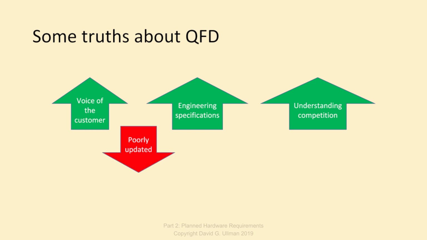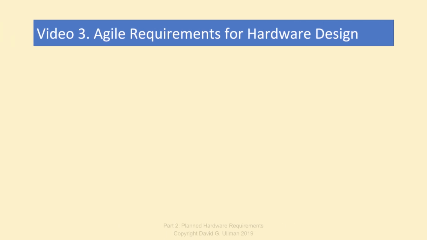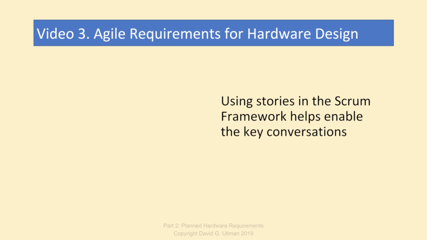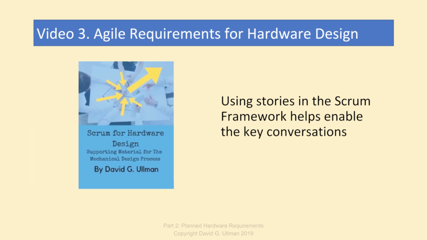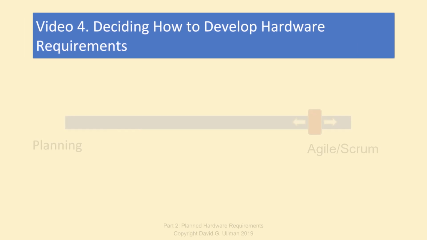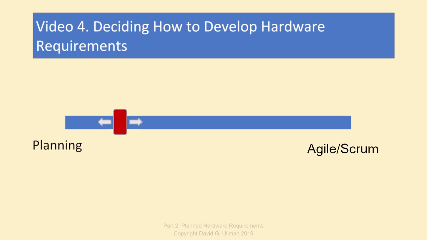A weakness is that it is generally done up front during planning and is not updated as learning occurs. The QFD is also limited to requirements that have a high level of certainty. Where QFD is good for planning, the Scrum framework and other Agile methods use stories, just-in-time methods that are good in uncertain situations. This is the topic of video 3 in this series on developing requirements for hardware design. In part 4, I will tell you how to balance the use of both planning and Agile tools to their best advantage.